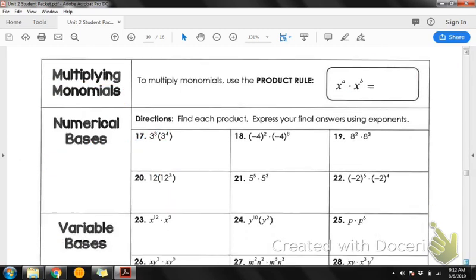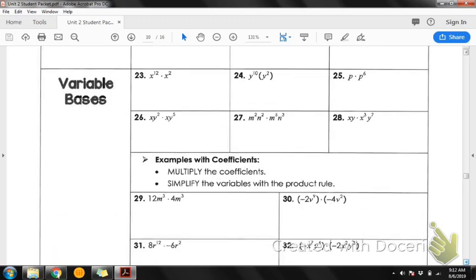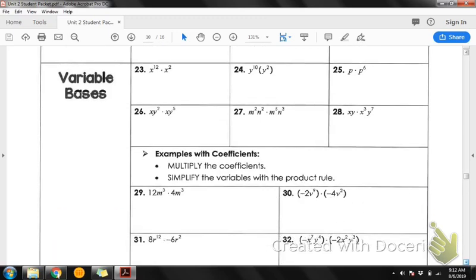It only needs to be in parentheses if there is a negative with the base. If there's no negative with the base, you don't need to have it in parentheses. That's a great question. Okay, let's look at it when we have variables. Remember, variables are letters, right? We talked about that. Variables are letters.